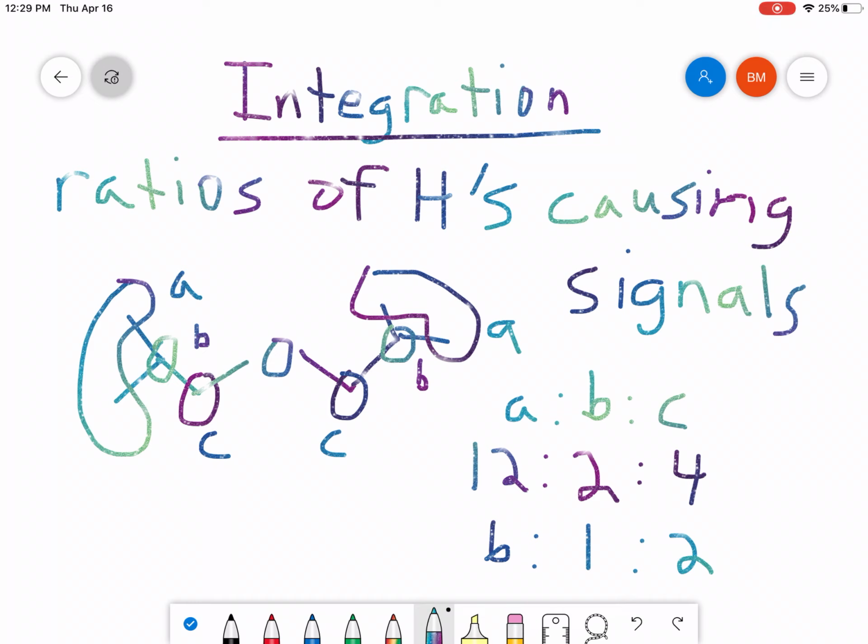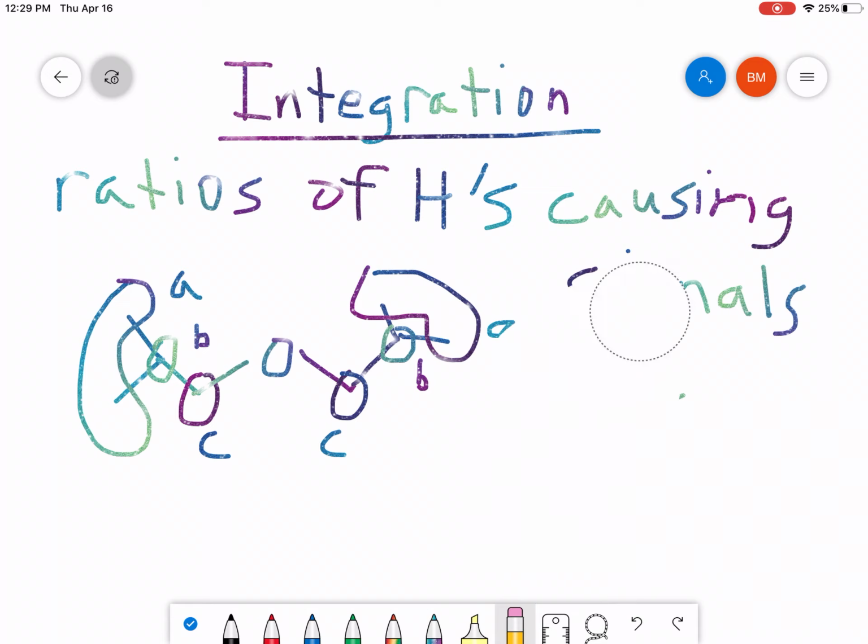My personal opinion, I think integrations is going to be the most useful point that we get from an NMR spectrum, and is the most helpful hint to getting the overall structure. All right, so that's why we look at integrations.